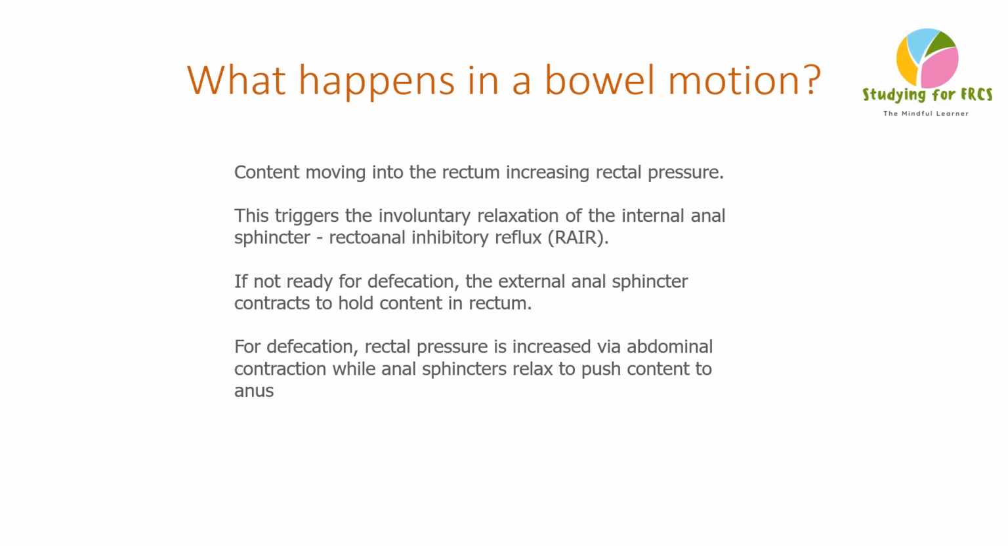So normally what happens in a bowel motion? When content moves into the rectum, it increases the rectal pressure. This triggers an involuntary relaxation of the internal anal sphincter. This is known as the recto-anal inhibitory reflex. If we are not ready for defecation, then the external anal sphincter contracts to hold the content in the rectum. For defecation, the rectal pressure is then increased by abdominal contraction while anal sphincters relax to push the content through the anus.